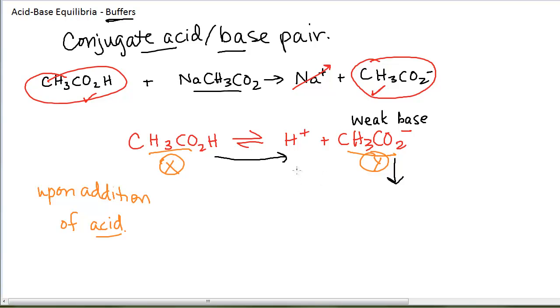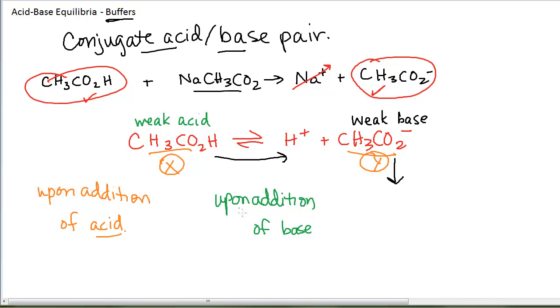There are limits to this. If I add lots and lots and lots of acid, at some point the buffer system will fail because it'll just be too much. But upon addition of a small amount of acid, there's absolutely no reason why this system couldn't handle it. Upon addition of a base, the base will have the effect of reacting with some of the acetic acid because the acetic acid is a weak acid.